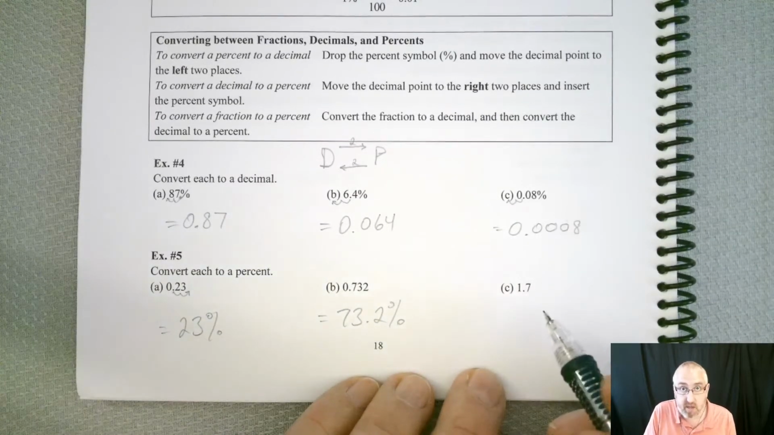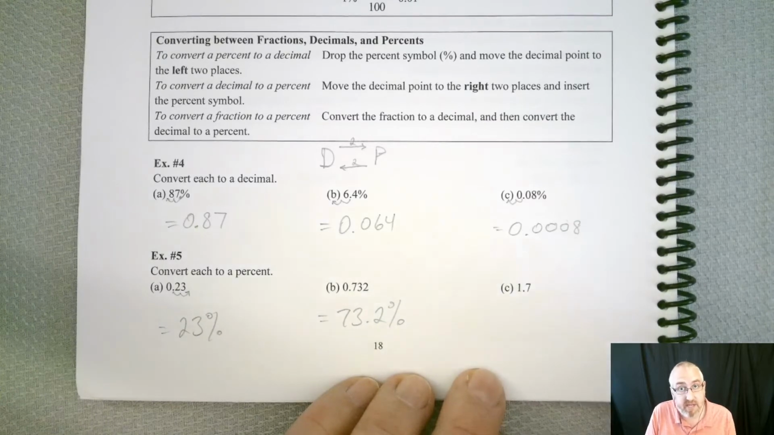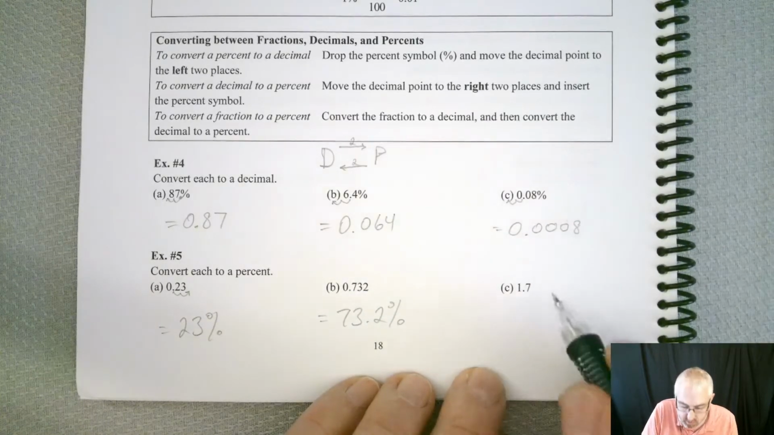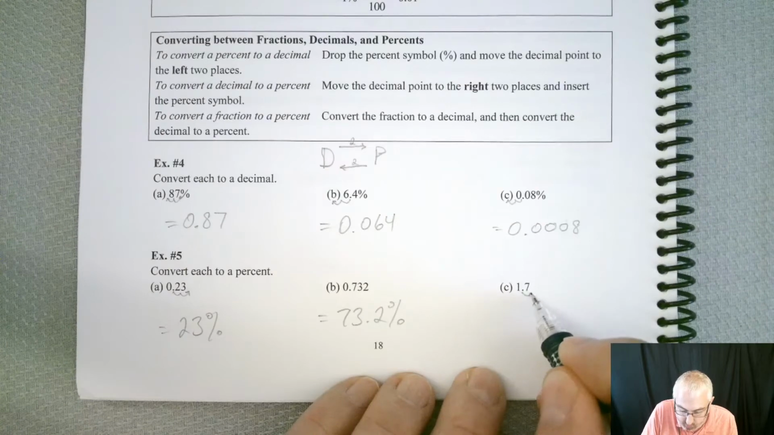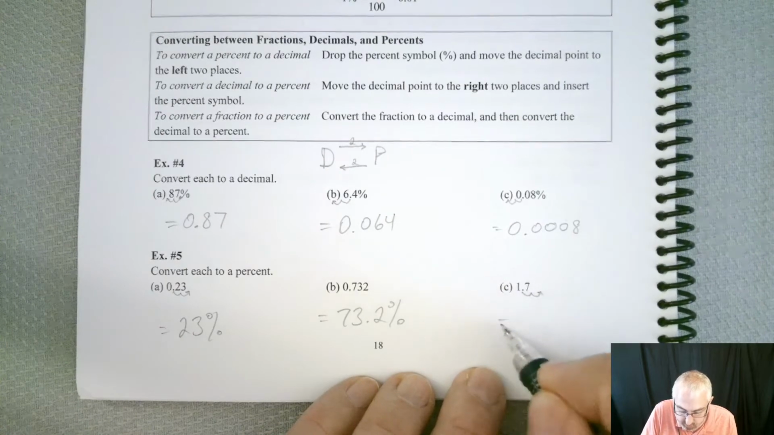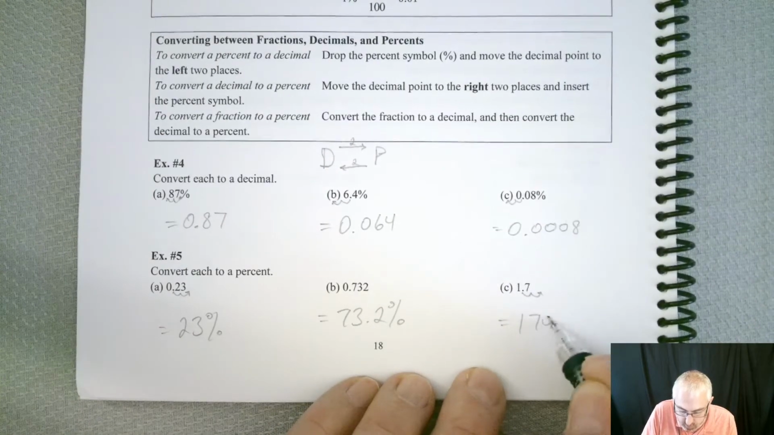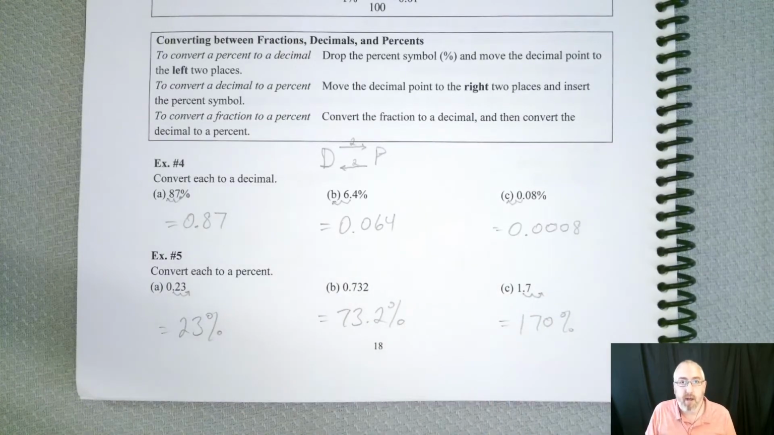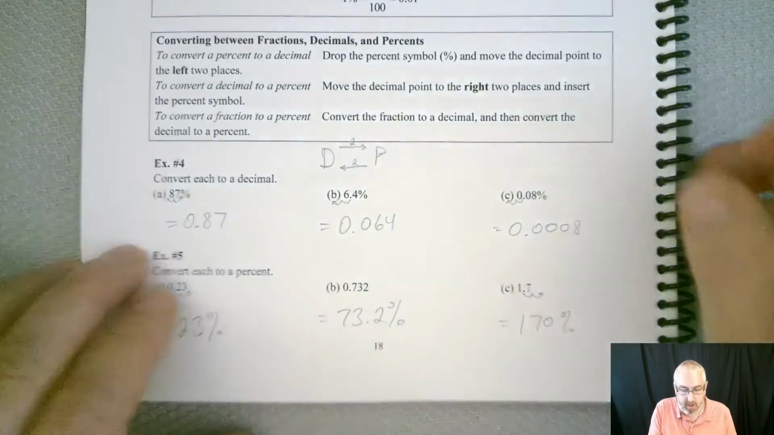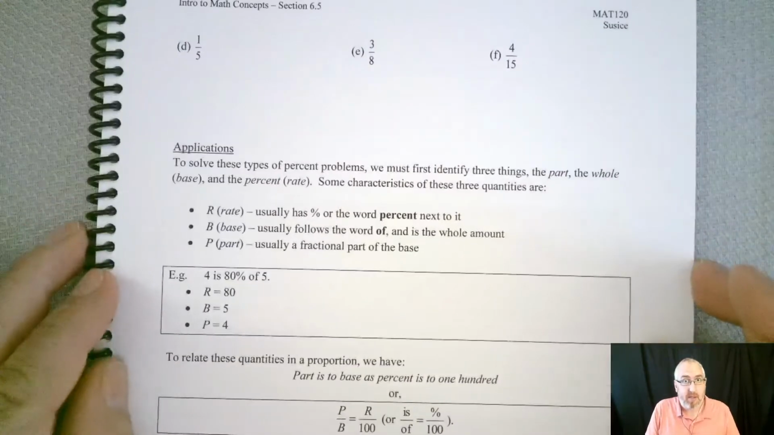Well, same as the other ones. If there's not enough digits, you have to add in zeros. So in this case, it does have to go 2 places still. So we're going to need that extra 0. So 170% for that one. All right. Let's try some fraction ones.